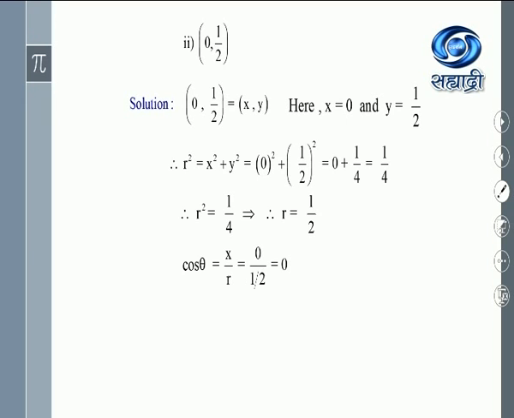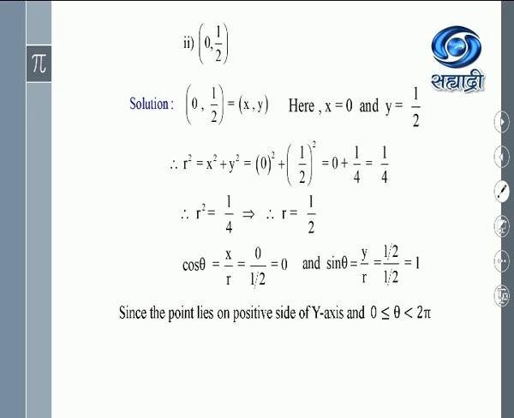Again, the same steps we follow. Cos theta is equal to x upon r. X is 0 and y is equal to 1 upon 2. And 0 divided by half is 0. Now, sin theta is equal to y upon r. What is y? Y is 1 upon 2 and r is again 1 upon 2. So 1 upon 2 divided by 1 upon 2 is 1.